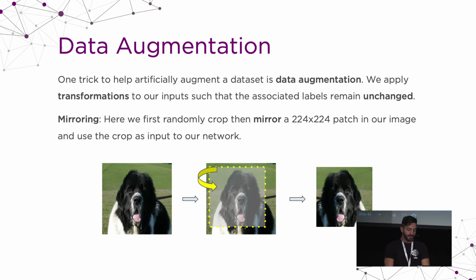So in the case of ImageNet, it turns out that mirroring your images is a valid transformation for most objects. As humans, if you look at something in the mirror, it should be the same as if you look at something without looking at it in the mirror.